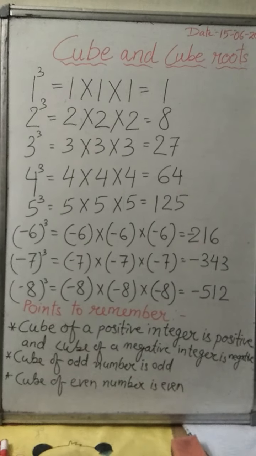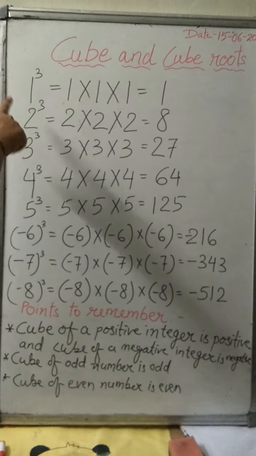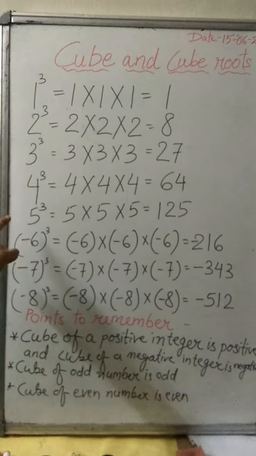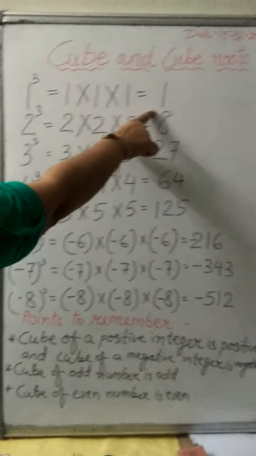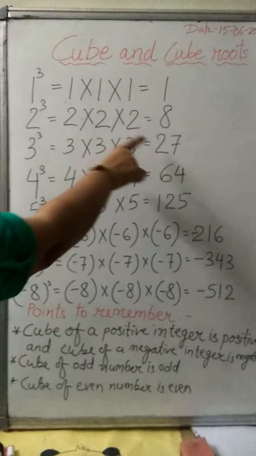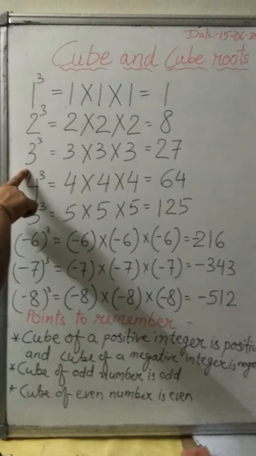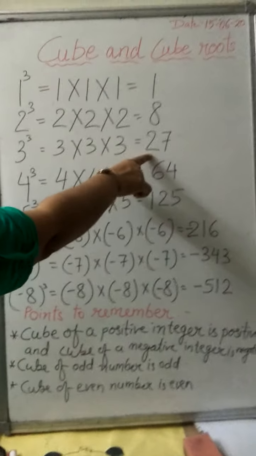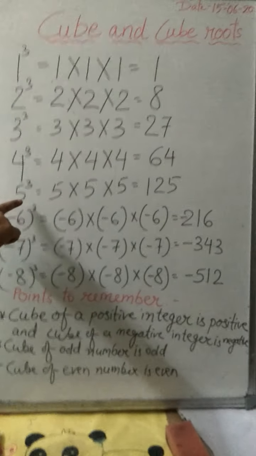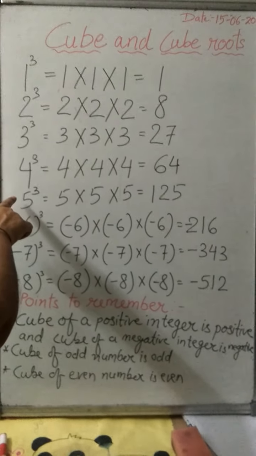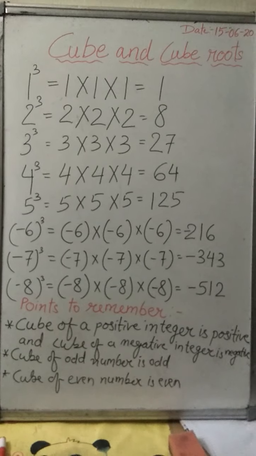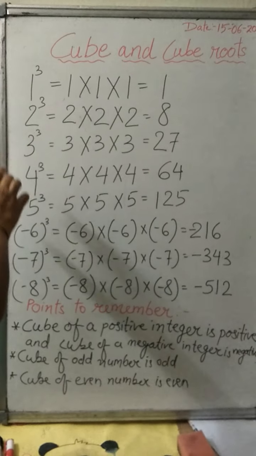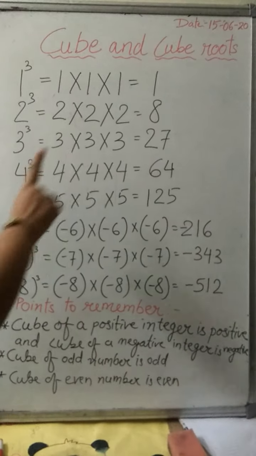Point number 1, odd numbers. 1, 3, 5. These are odd numbers. So observe this. The cube of 1 is 1, which is itself an odd number. Then the cube of another odd number 3 is 27. 3 is an odd number and the cube of 3 is also odd. For 5 also, the cube of 5 is 125, which is also an odd number. So we have seen that the cube of an odd number is odd.